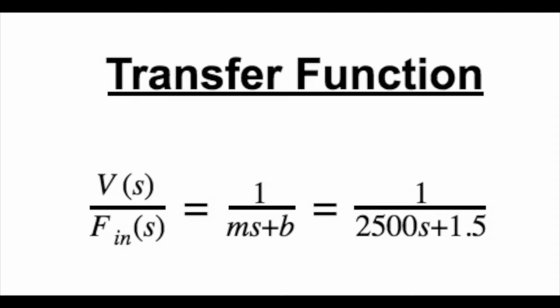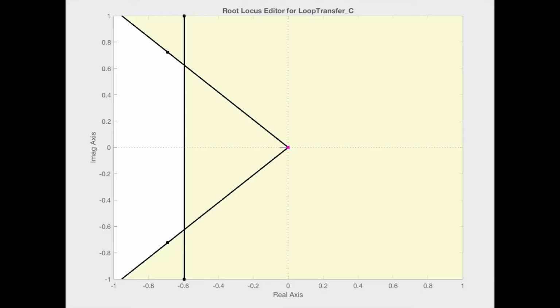After some research on cars, it was decided to base our driverless car system off a mass of 2,500 kilograms for an average size vehicle and a damping coefficient of 1.5 newton seconds per meter. The result is a final transfer function of 1 over 2500s plus 1.5. This is the root locus from our transfer function. It is obvious that since the pole is in the shaded region, it does not meet the requirements for our system.